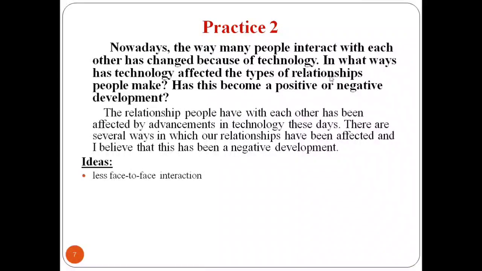Now the arguments that would defend these two questions. So firstly, in what ways has technology affected the type of relationship people make? We need to discuss the factors that affect the relationship between people due to technology. So the first thing is less face-to-face interaction. Since people are living in a virtual relationship due to these technological advancements, they have less face-to-face interaction, and due to that, they find some problems and disturbance in their relationship.